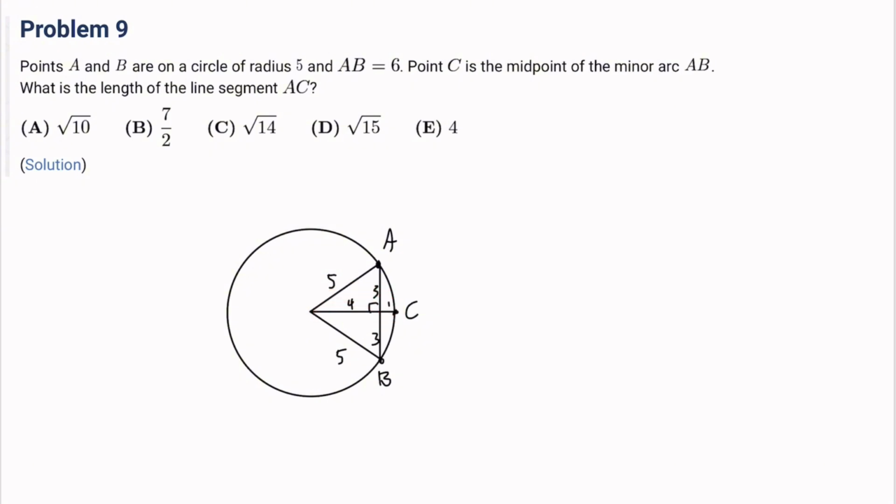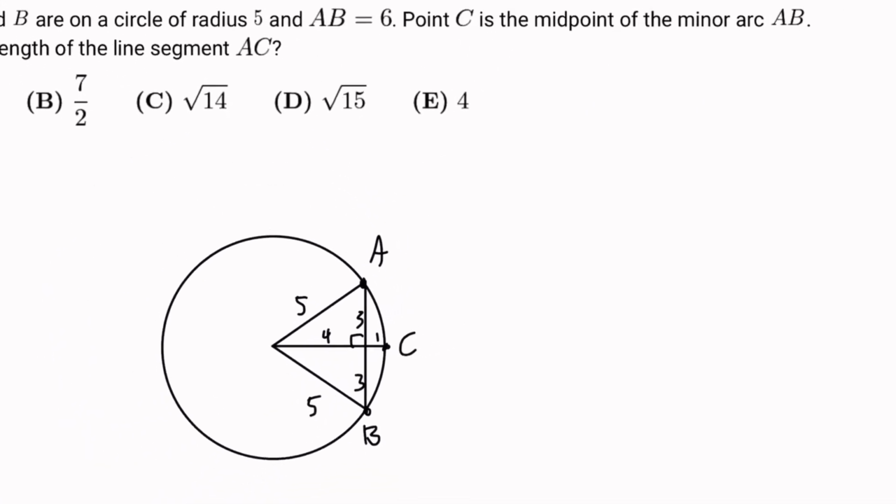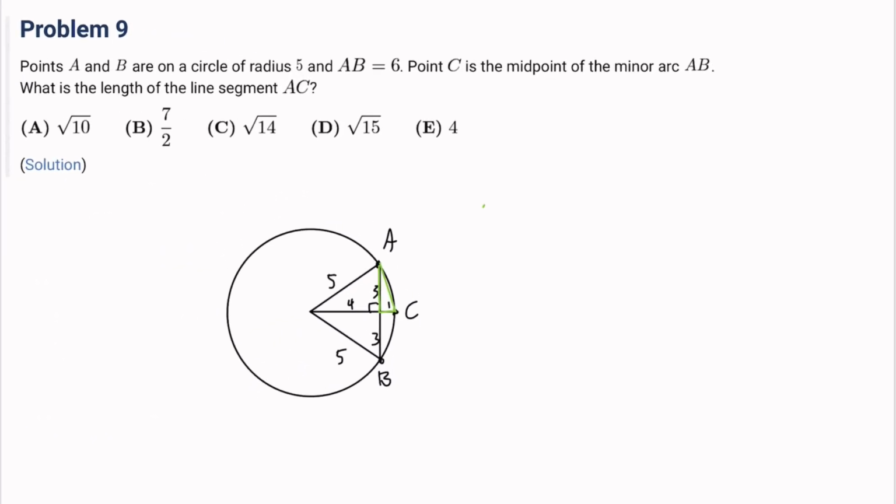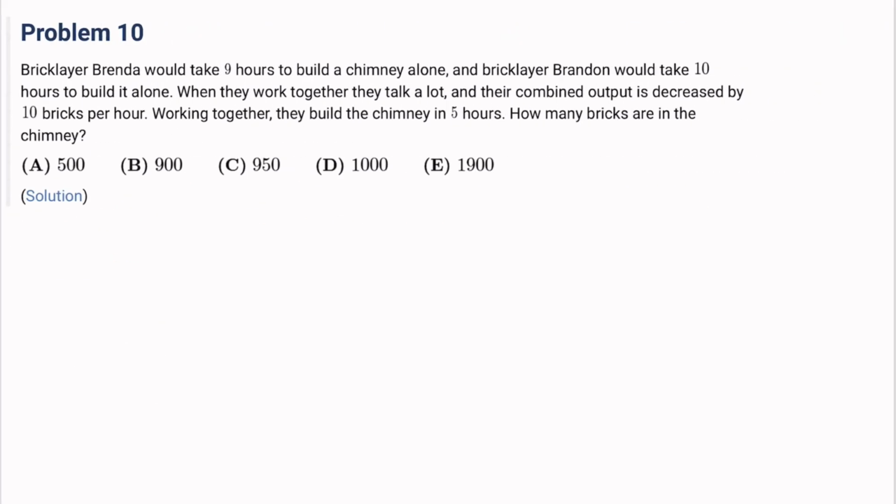So that is 1. And we want the length of AC, so if we connect AC, then that's going to be 3 and 1 and AC, right? So that's going to be 3, 1, AC with this right angle. So AC is equal to the root of 3 squared plus 1 squared, which equals root 10. So root 10, that's the answer. It's A.